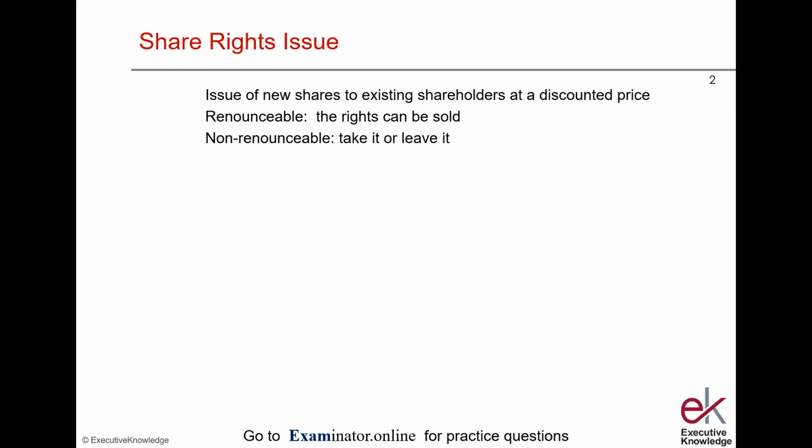Two types of rights issues, renounceable and non-renounceable. Now, a renounceable rights issue is where you are given the right to buy shares at the discounted price, but you are also given the right to sell your rights to someone else. Whereas a non-renounceable rights issue, you have no right to sell on. You either take it, that is, you buy, subscribe for the extra shares, or you don't. You certainly do not sell on the rights.